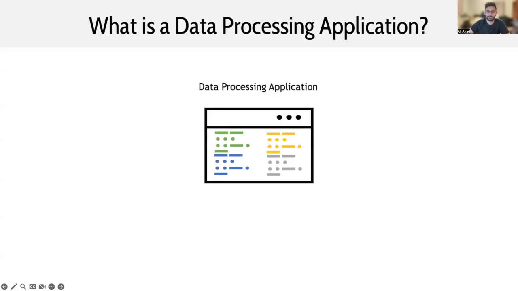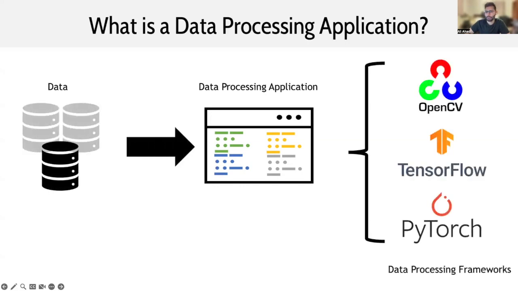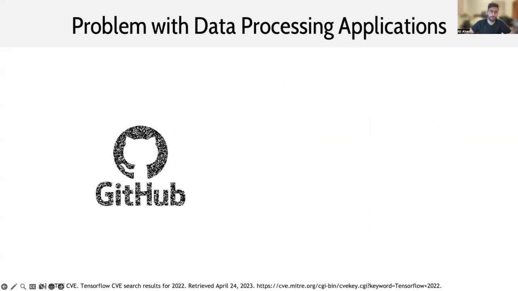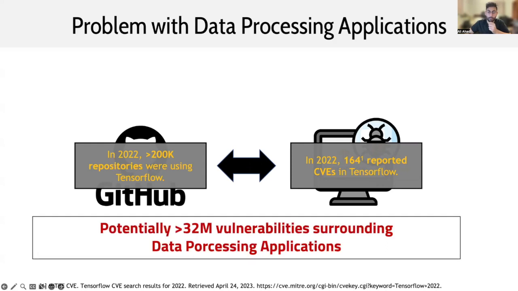Data processing applications are typical programs that deal with large data and use data processing frameworks like OpenCV, TensorFlow, or PyTorch. Now, these frameworks can be vulnerable. For example, in 2022, there were more than 200,000 repositories on GitHub using TensorFlow, and at the same time, there were 164 reported CVEs for TensorFlow, meaning that there are more than 32 million potential vulnerabilities surrounding such data processing applications, making it critical to protect them.